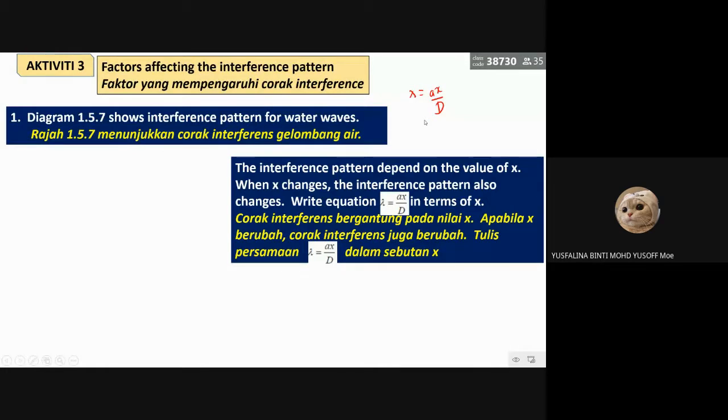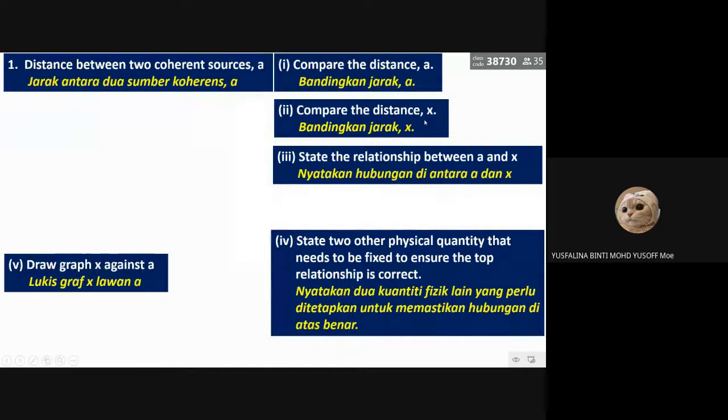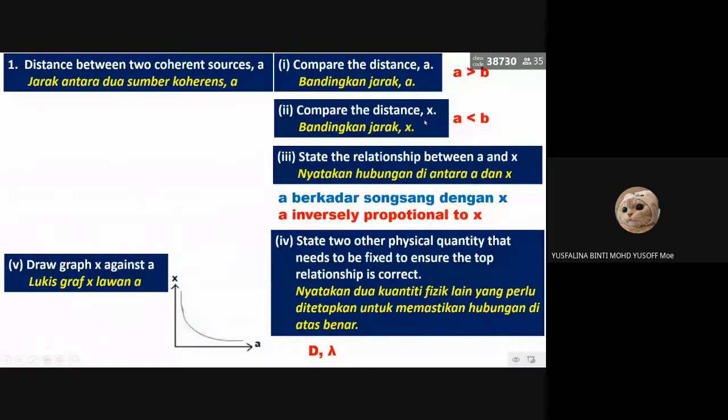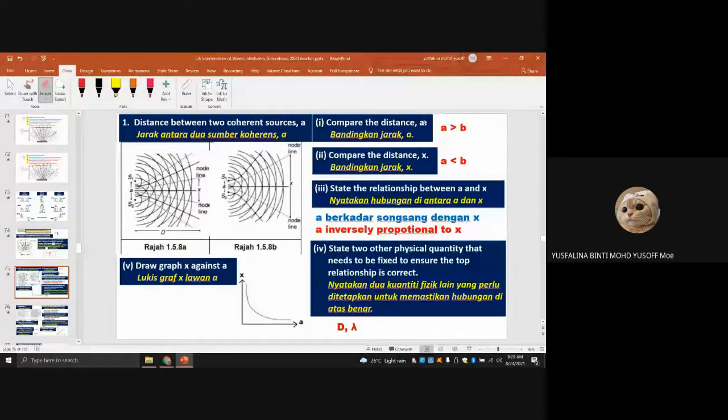So let's see the first one. We use the distance as the factor. How does A affect X? Because X determines the interference pattern. So this is the distance between two coherent sources, A. This is the diagram. I just show it here. So how does A affect X?